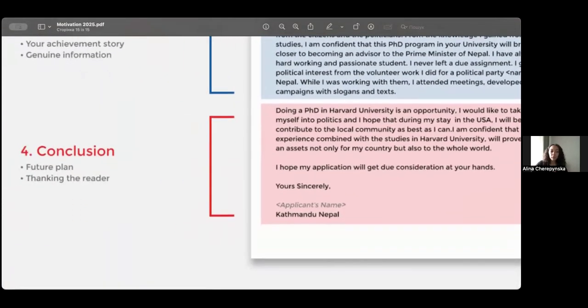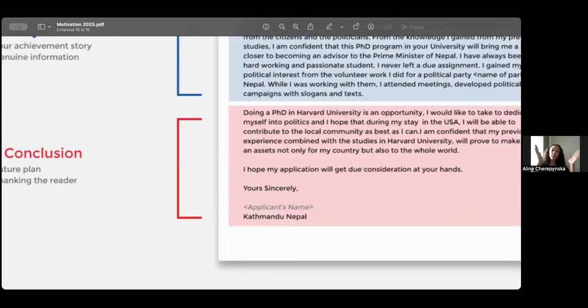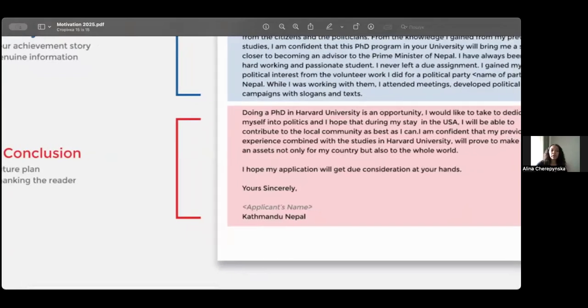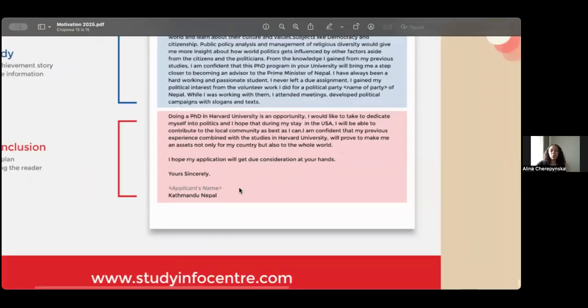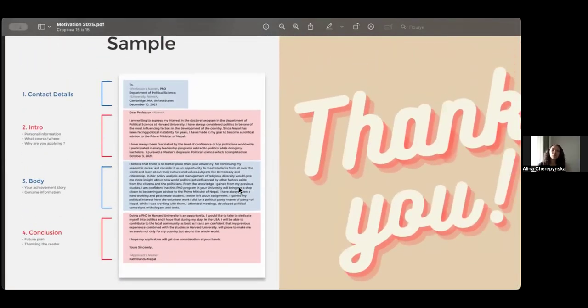Then we have the conclusion, like your future plans, by summarizing previous points and thanking the reader. So, for example, I would like to dedicate myself to politics, and I hope that during my stay in the USA, I will be able to contribute to the local community as best as I can. I'm confident, and so on. I hope my application will get due consideration at your hands, as we mentioned, to say thank you for reading. And after that, yours sincerely, yours faithfully, your name and your surname. So that's the idea of a good motivation letter.